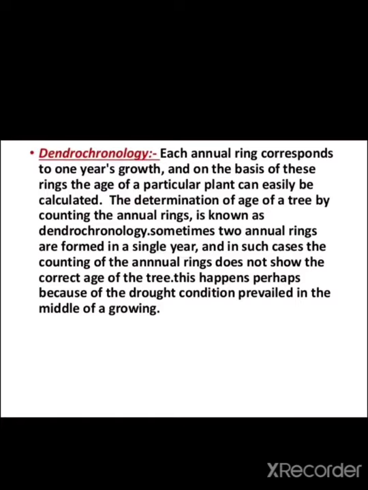Sometimes two annual rings are formed in a single year, and in such cases, the counting of the annual rings does not show the correct age of the tree. This happens perhaps because of drought conditions prevailing in the middle of a growing season.